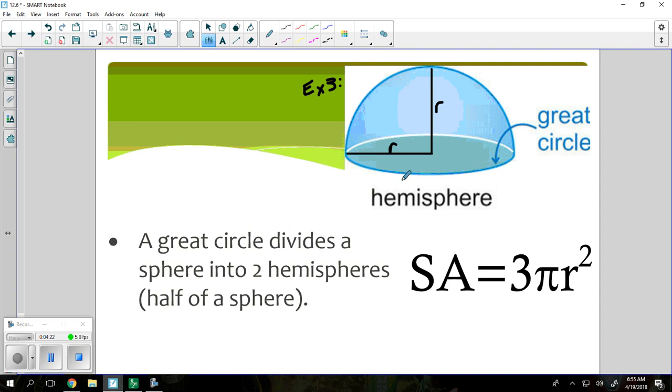A hemisphere is created when a great circle divides a sphere. These function a lot like a semicircle, where a semicircle was created by the diameter. A hemisphere is created by a great circle. And a great circle is, if you have any sphere, something that slices through it right at the center. So it's a lot like the diameter of a sphere, but it's an entire circle.